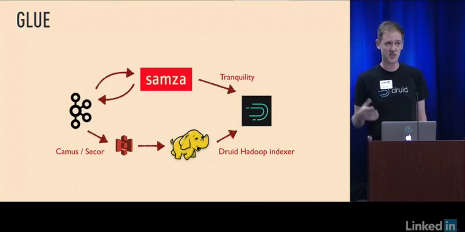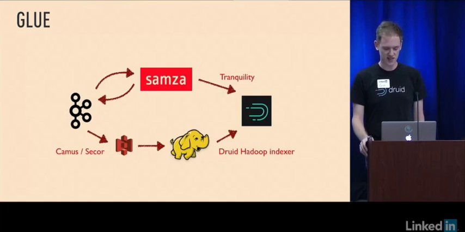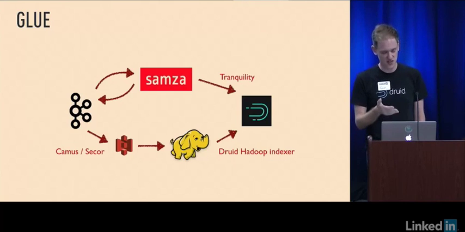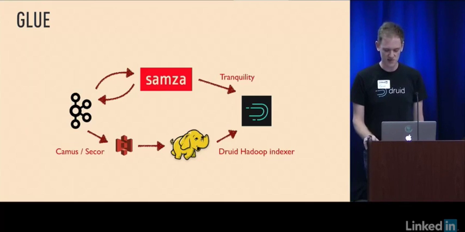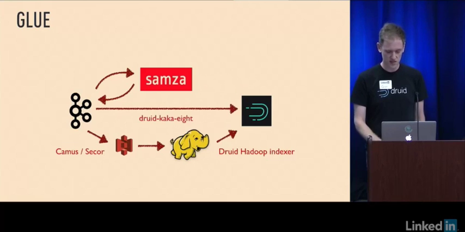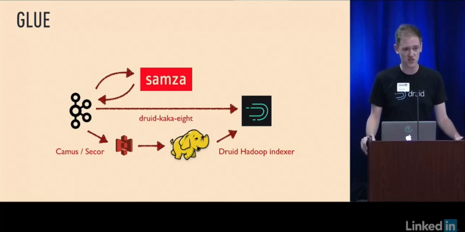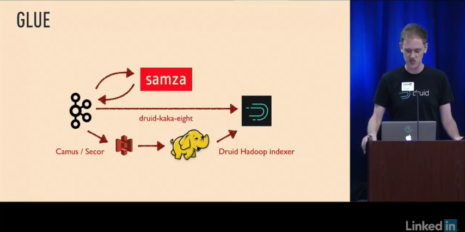So in the way that we do things, where we push directly from Samza to Druid, that glue is Tranquility. You can use Camus to load from Kafka to HDFS, or this thing called Ccore, which is Pinterest open source, to load to S3. And then once it's in Hadoop, the Druid Hadoop indexer can index it. There's also the style of architecture where you load directly from Kafka into Druid, and in that case, Druid comes with a Kafka connector.